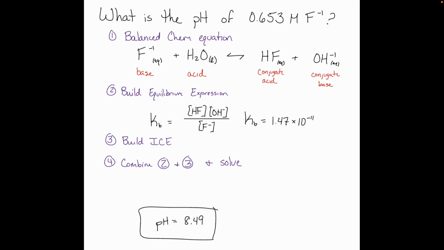Wait, so it'd be like 1.76 times 10 to the negative 5, times whatever's on the denominator here, which is just 1. Okay? So now you have x squared equals that value. How do you solve for x? Oh, and then you square root it, right?